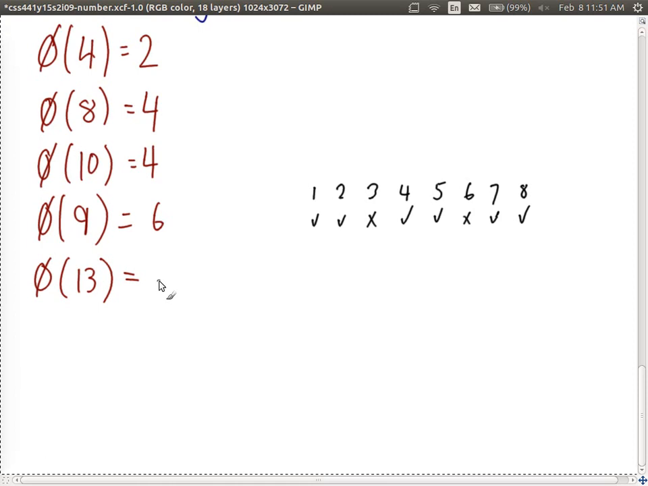How many numbers less than 13 are relatively prime with it? All of them. 12. Okay? Because of what? 13 is a prime number. By definition, then all of the numbers must have a greatest common divisor with that prime number of 1. So the numbers less than 13 which are relatively prime with 13 are 1 through to 12. So there are 12 numbers. So that's a nice shortcut. The Euler's totient of a prime number is the prime number minus 1.